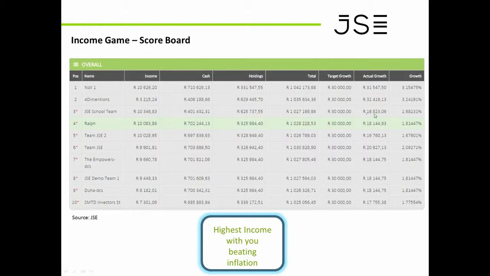The first objective is to try and beat inflation of 30,000 rand per annum, and thereafter, the team with the highest income from either dividend paying companies or from interest wins this competition. I think I've explained it enough there as far as income goes.